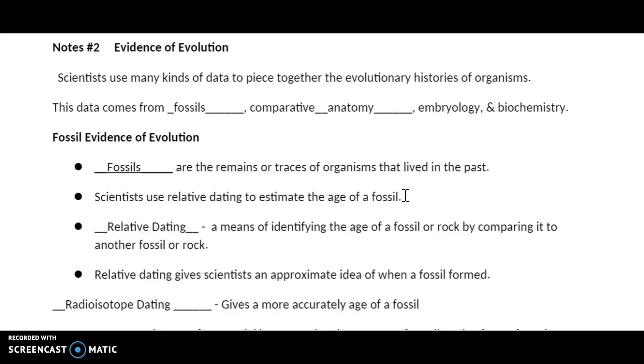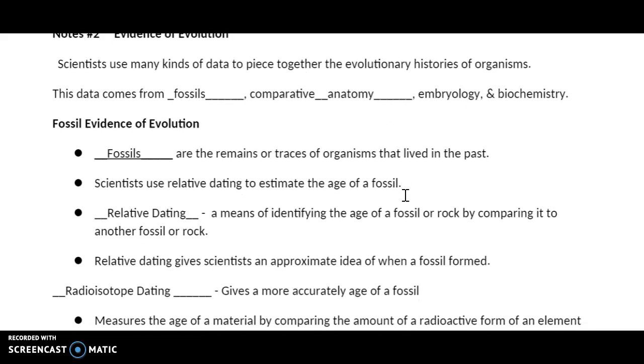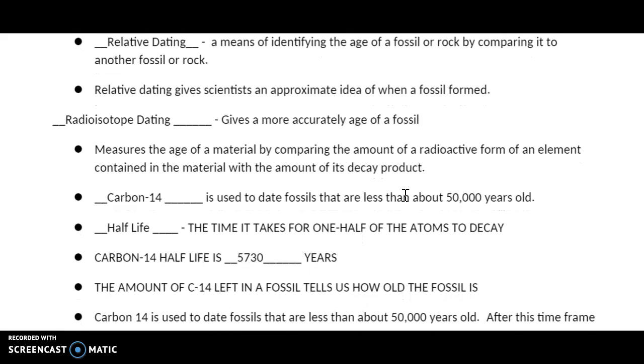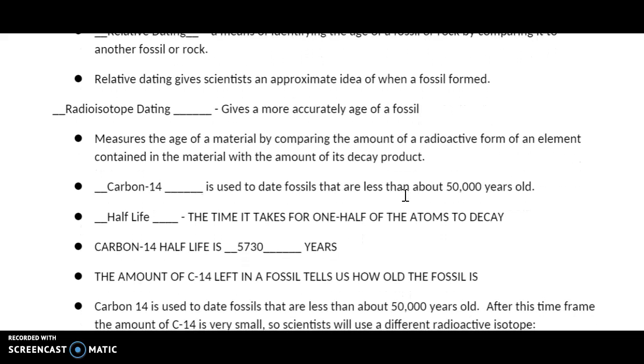So relative dating means identifying the age of fossils or rocks, comparing it to the other fossils and rocks as you look at the layers of Earth. And again, that's not always reliable due to things like floods and erosion and folding of rocks, folding of the tectonic plates. Relative dating gives scientists an approximate idea of when a fossil formed. Then we have radioisotope dating. It gives a more accurate age of fossils.